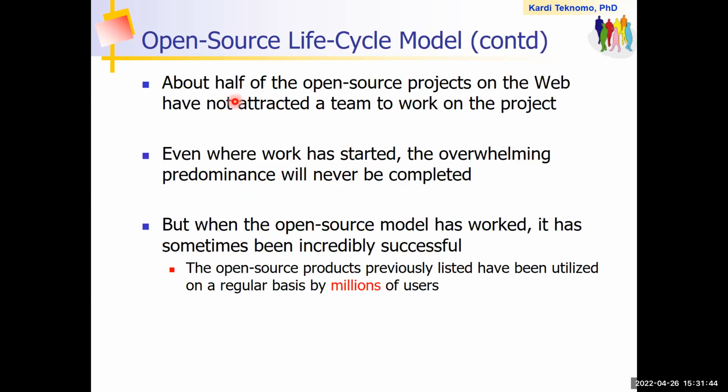So about half of the open source projects on the web are not attracting a team. You can check how many teams there are. And even where the work is started, sometimes they never finish. But when the open source model works, it is sometimes incredibly successful. For example, WordPress. Are you using it? No? For blogging? No? Blogger. So open source products are sometimes used by millions of users.